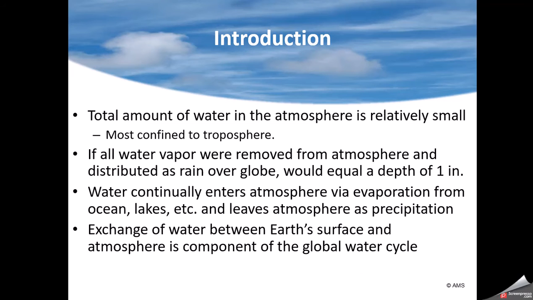So let's just talk about the total amount of water in the atmosphere. It's really, really small. You think about it. If you were to dump all the water out of the atmosphere, you would get about a depth of 1 inch over the entire globe. It's not a lot. However, if it all dumps in one location, it's a whole different story. So we're really going to look at the transport of this water around the world and look at how it cycles in the whole Earth atmosphere system.